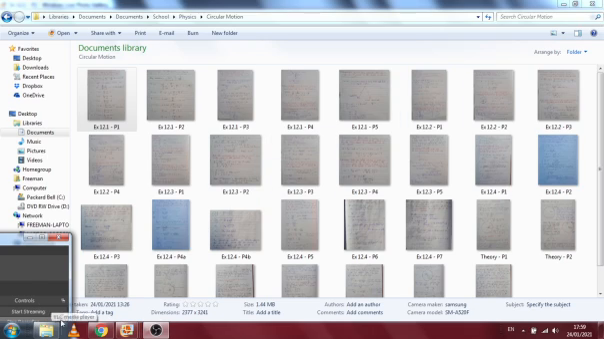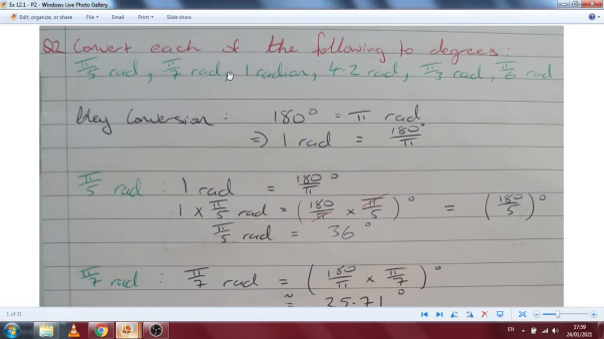Then we have our second question, which deals with converting from radians into degrees. So we have all of these different conversions from radians, we need to put those into degrees. So again, our key conversion, if we remember, 180 degrees is equal to pi radians. We divide both sides by pi, so that pi over pi will give me 1 radian is equal to 180 over pi. So for the first one, we are looking for pi over 5. So we know that 1 radian is 180 over pi. So then we multiply both sides by pi over 5.